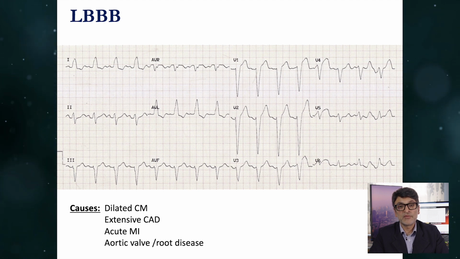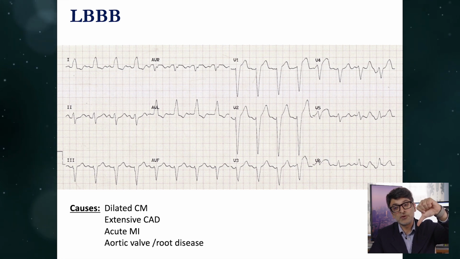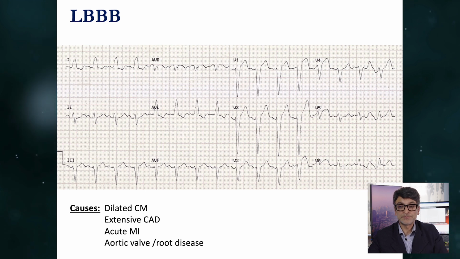And on this slide, I'd like you to look at V1 and look at the QRS. And you'll notice that the QRS is pointing downwards, so almost like a thumbs down. And that's really the key of unlocking it. You've got a broad QRS, and in V1, your QRS is pointing downwards. So that's a bad thing, and I'd call this left bundle branch block.